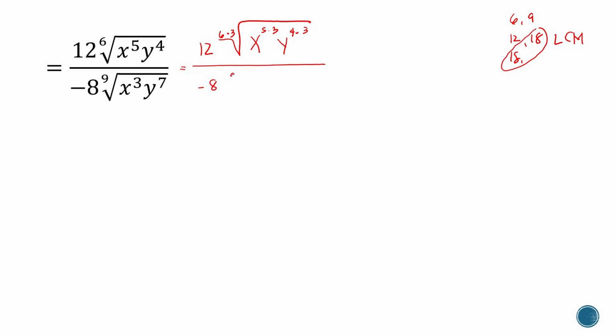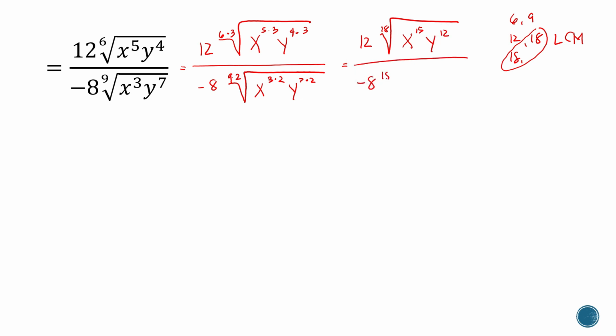And negative 8. 9 times what equals 18? So 2, right? So 9 times 2. And x raised to 3 times 2. And then y raised to 7 times 2. And this will be equal to 12 to the 18th root of x raised to 15, y raised to 12, all over negative 8 to the 18th root of x raised to 6, y raised to 14. Right? Okay.